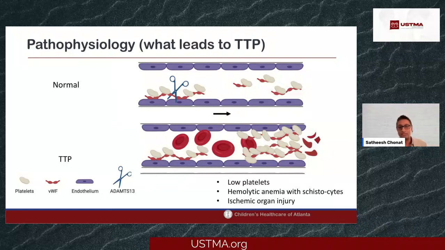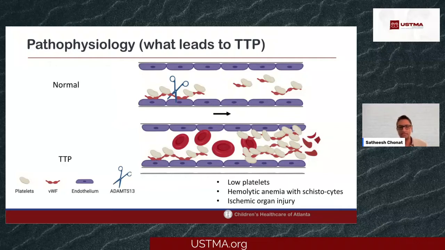But in patients with TTP, whether congenital or immune-mediated TTP, there's a deficiency of this ADAMTS13. And as shown here, these sticky platelets bound to the von Willebrand factor accumulate over a period of time, resulting in these microclots. And as the red blood cells go through the blood vessels from left to right, it results in the breaking of these red blood cells, what we call schistocytes.